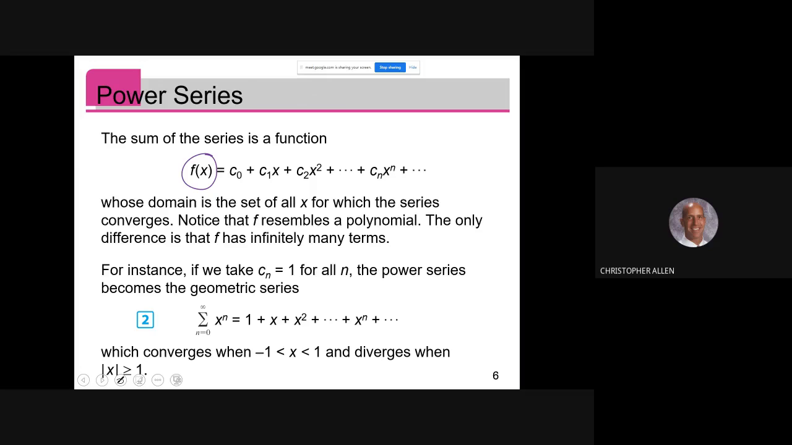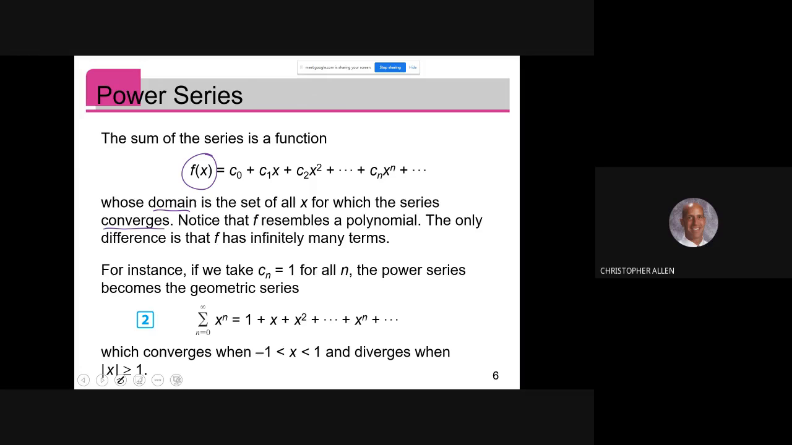The domain is the set of all x for which the series converges. Guys, if the series doesn't converge, it's not defined. It's going to infinity, which is not going to be very useful to us. Notice that f represents or resembles a polynomial. That's exactly what it is. It's an infinite number of terms polynomial. The only difference is that, and that's what it says there, f has an infinite number of terms.